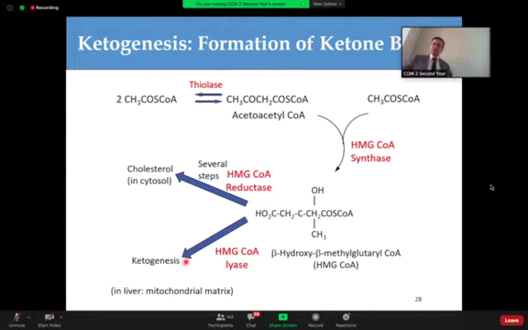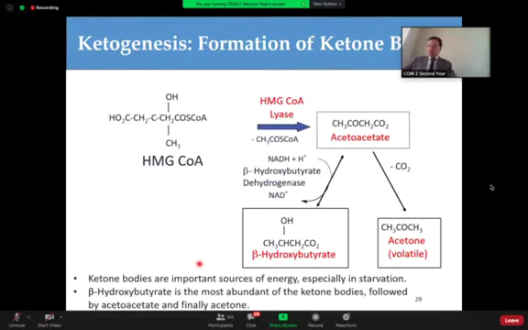So are we clear about the source of ketone bodies? Okay. HMG-CoA, we said, HMG-CoA lyase will convert the HMG-CoA into acetoacetate. Spontaneous decarboxylation will lead to acetone. And we have beta-hydroxybutyrate dehydrogenase, which will produce beta-hydroxybutyrate.